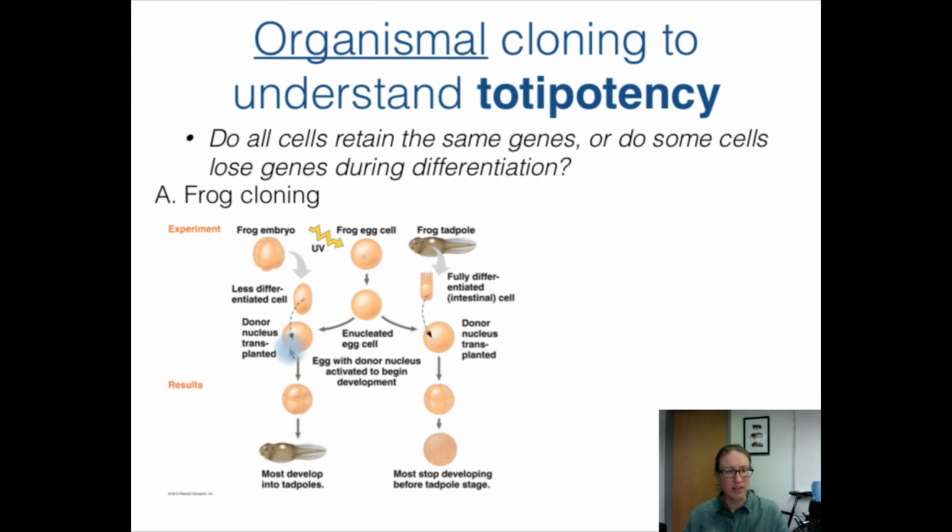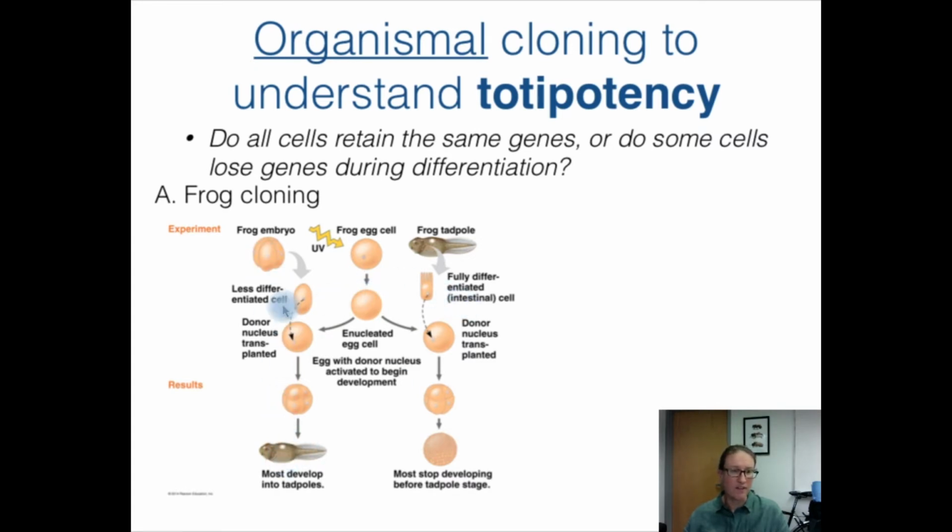So that's just illustrated here for frogs. So if you take a less differentiated cell in a frog, you pull out its nucleus, and then you take a donor nucleus from a differentiated cell. So here, for example, a cell in the intestine, transplant that into the host embryo cell, and then wait for development to start. Then if you do that with an egg cell, you'll wind up getting an adult tadpole.